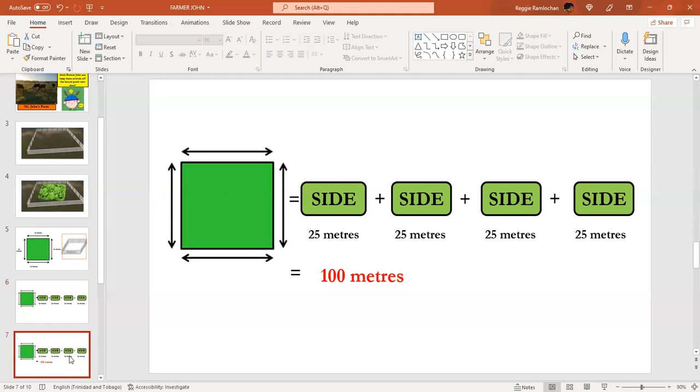So instead of saying 25 meters plus 25 meters plus 25 meters plus 25 meters, and instead of adding all of these sides together, if you had a square of a bigger size, say for example, 235 meters, would you go and add all these sides? Miss, well, we could do it. It would take long, but we could do it. Yes, so what's an easier way?